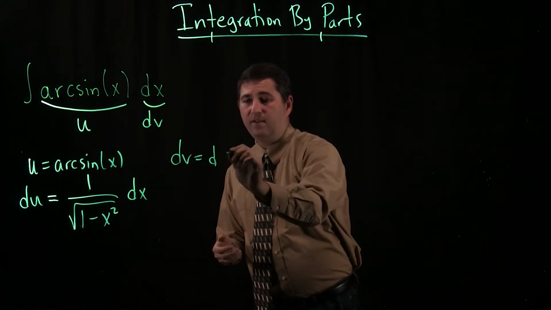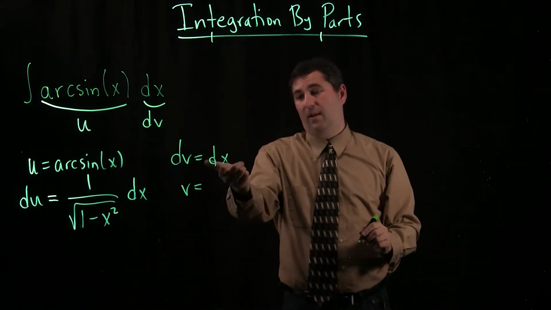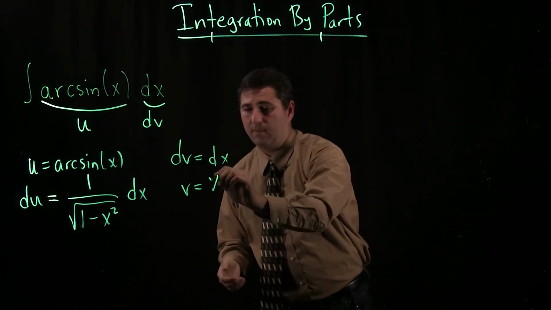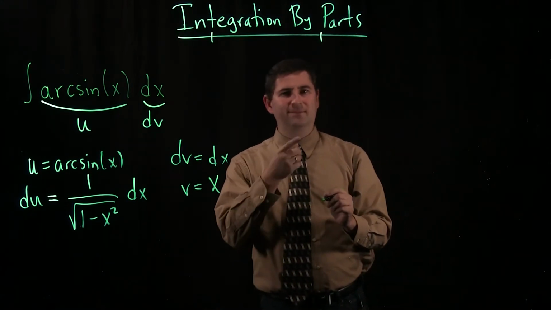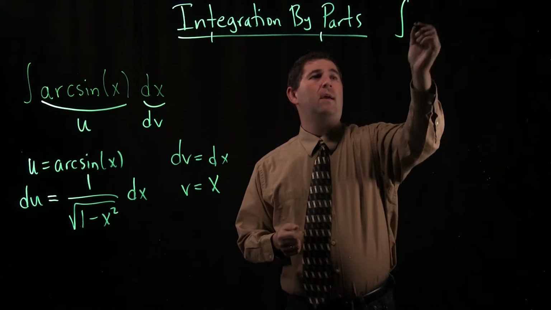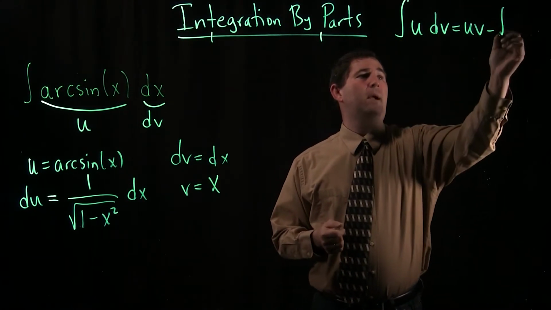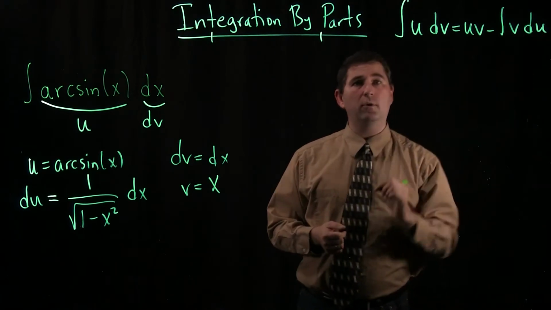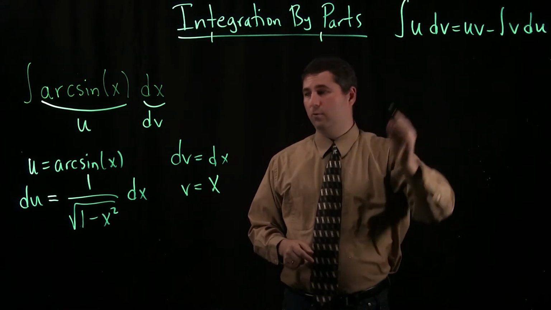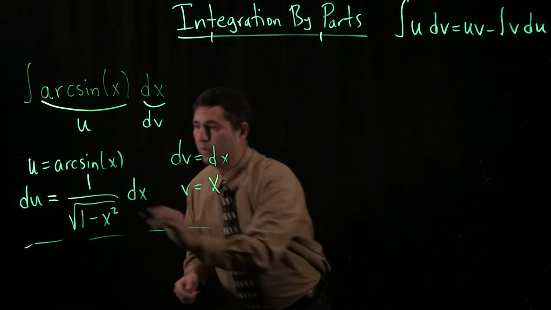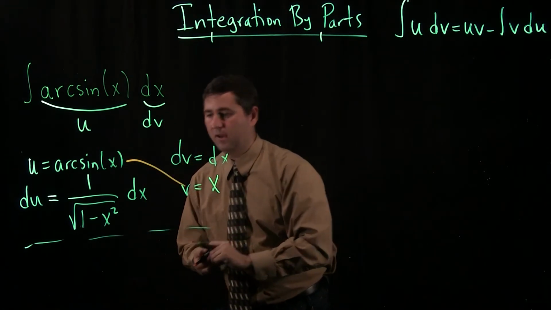So if my dv is dx, finding an antiderivative of dv, I get v. Finding the antiderivative of dx, I get x. And now I can apply my integration by parts formula. Let's write that down quickly. Antiderivative of u dv is uv minus antiderivative of v du. All right, so if I want to use that here, first thing I need is my uv. So u times v, that's going to be x times the arcsine of x.